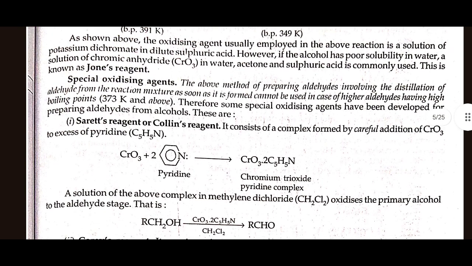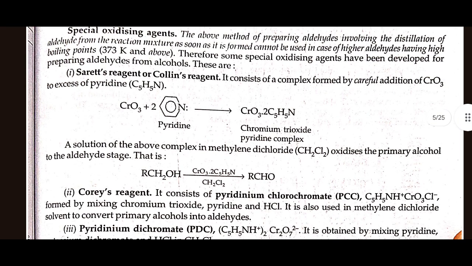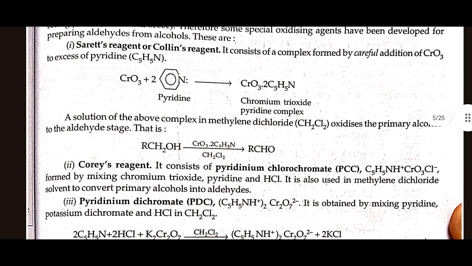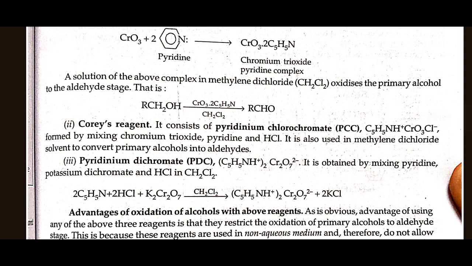Special oxidizing agents. The above-mentioned method of preparing aldehydes, involving distillation of the aldehyde from the reaction mixture as soon as it is formed, cannot be used in the case of higher aldehydes having high boiling points. Therefore, some special oxidizing agents have been developed for preparing aldehydes from alcohols. These are, first, Sarett reagent or Collins reagent. It consists of a complex formed by careful addition of CrO3 to excess pyridine. A solution of the above complex in methylene dichloride, CH2Cl2, oxidizes primary alcohols to the aldehyde stage.